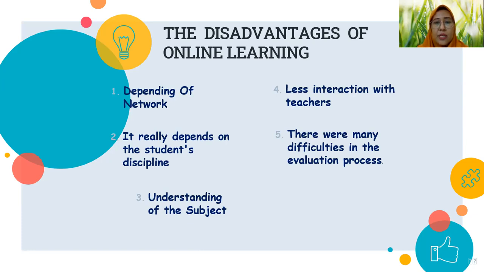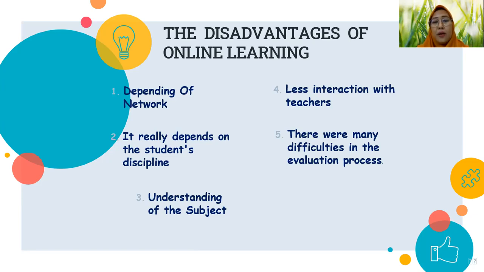Four, less interaction with teachers. Some learning methods are one way. This causes the interaction of teachers and students to be reduced. So it will be difficult for you to get further explanation about materials that are difficult to understand.